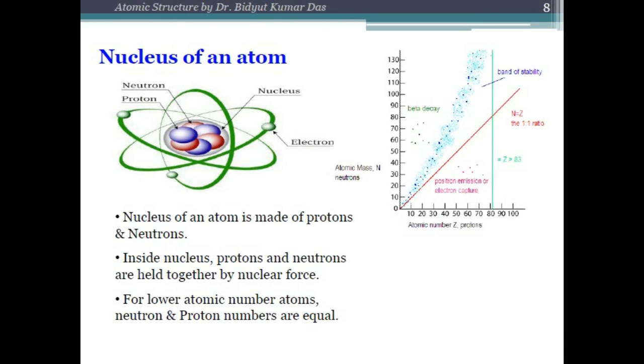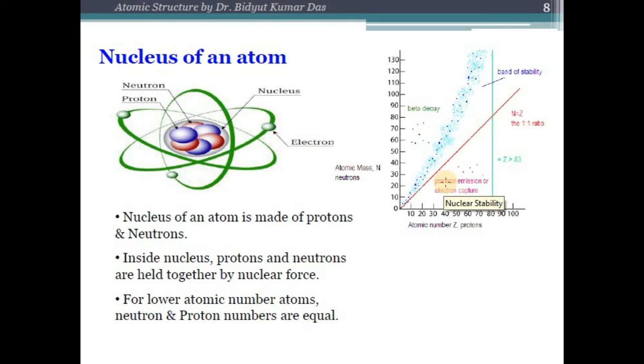So let's talk about the nucleus of an atom. We have already learned that the nucleus is composed of protons and neutrons, and protons are positively charged particles, whereas neutrons are neutral particles. But these protons and neutrons are held together inside a nucleus by a very strong short-range force, which is known as the nuclear force. So the nuclear force is a short-range force. That means, unlike the Coulomb force, which is a long-range force, this nuclear force is very attractive when the particles remain very close to each other.